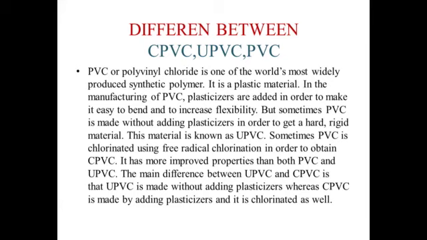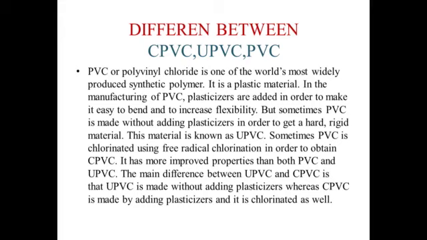Next, difference between CPVC, UPVC and PVC. PVC or polyvinyl chloride is one of the world's most widely produced synthetic polymers. It is a plastic material. In the manufacturing of PVC, plasticizers are added in order to make it easy to bend and to increase flexibility. But sometimes PVC is made without adding plasticizers in order to get a hard, rigid material. This material is known as UPVC. Sometimes PVC is chlorinated using free radical chlorination in order to obtain CPVC. It has more improved properties than PVC and UPVC.